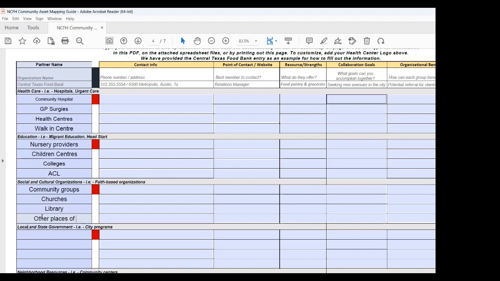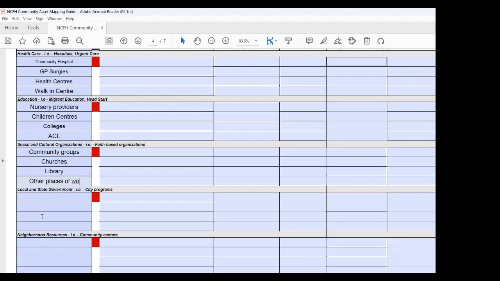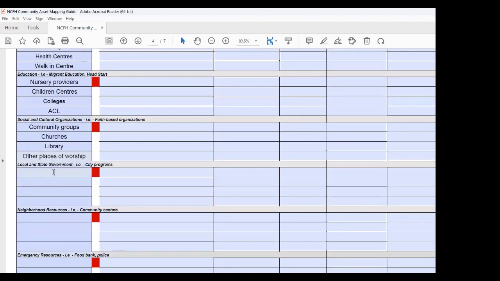Gyms, leisure centres. I think I might put those in a bit further down. Worship. Sorry, apologies for my spelling.